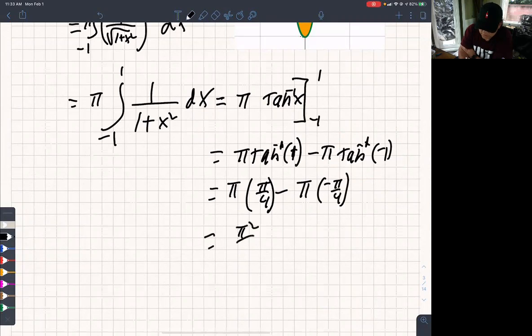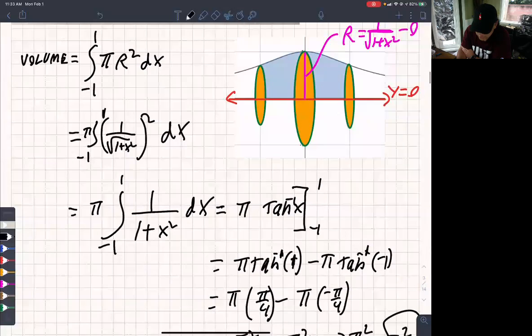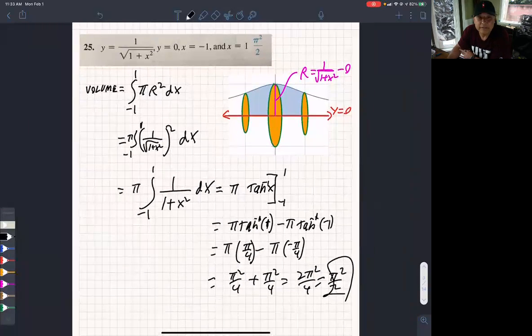So you have pi squared over 4 plus pi squared over 4, which is 2 pi squared over 4, which is pi squared over 2. Again, this was calculator, but I decided to give you the bonus of working it out. Pi squared over 2, and that is problem number 25.